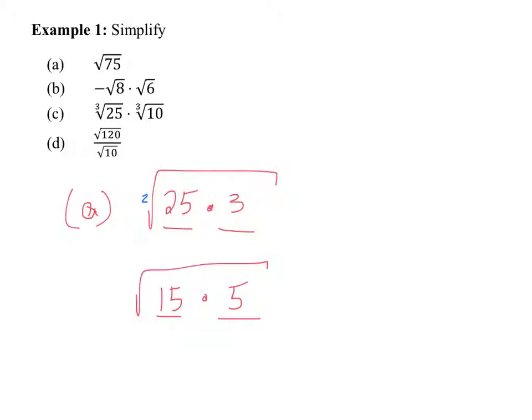Later on, we're going to see an example C right here where we're going to be looking for a cube root. So we have to look for a perfect cube. So this is the perfect square. This is not. Neither are perfect squares. So this would not help us.